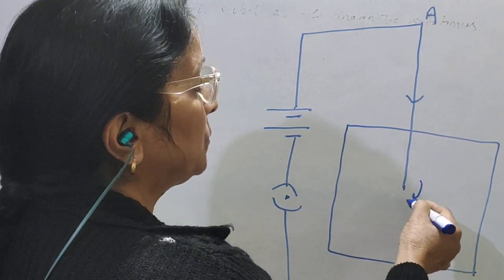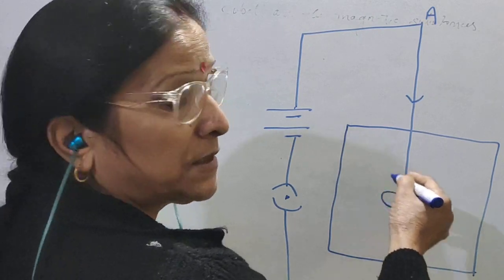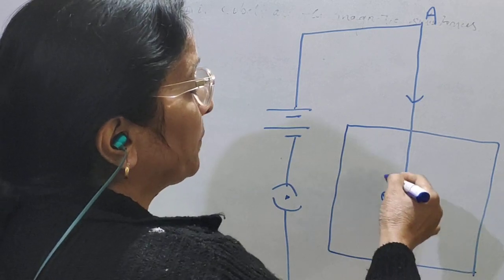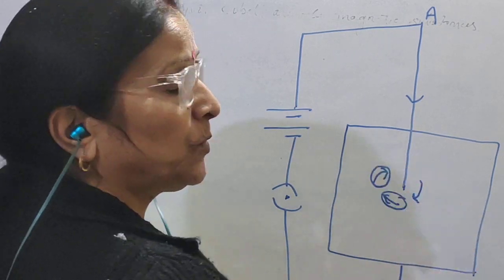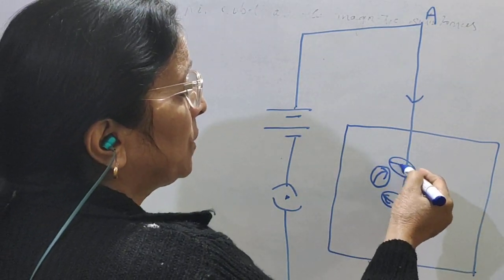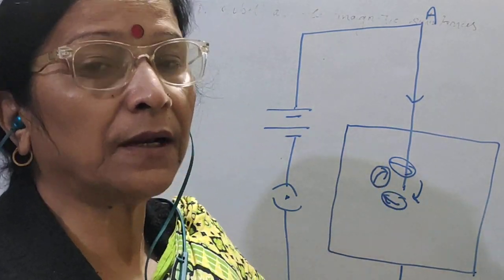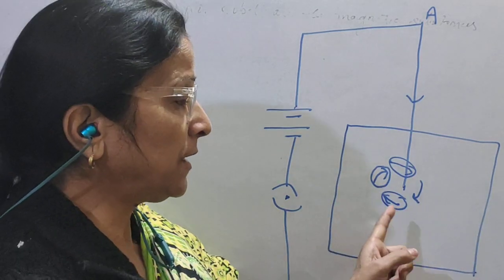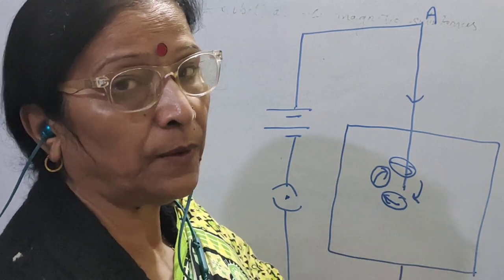We mark the two ends of the magnetic needle. Again we keep the magnetic needle just ahead of it. Again the north pole moves like this. Again we keep the magnetic needle here. Again the north pole will align itself like that. So as a whole, we will get a circular path, a circle around the conductor. And we also notice that the north pole of the magnetic needle moves in clockwise direction.